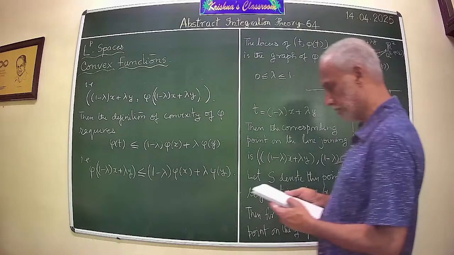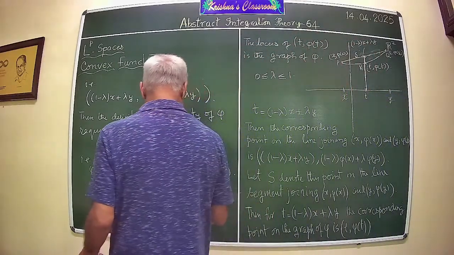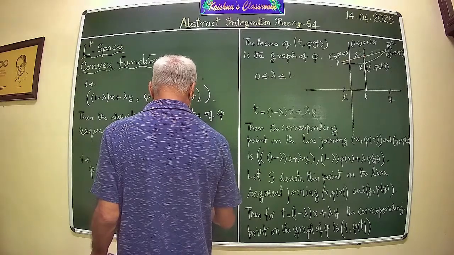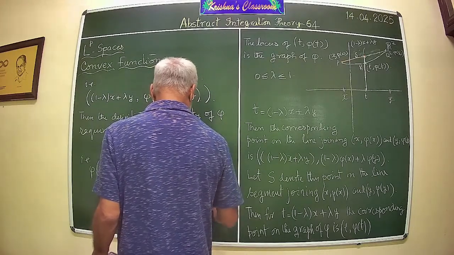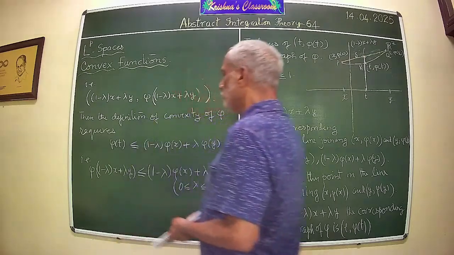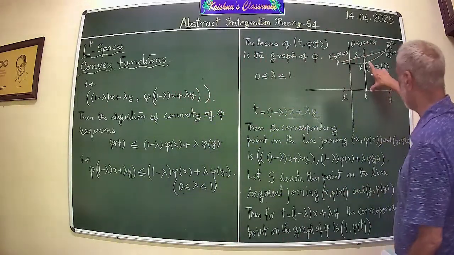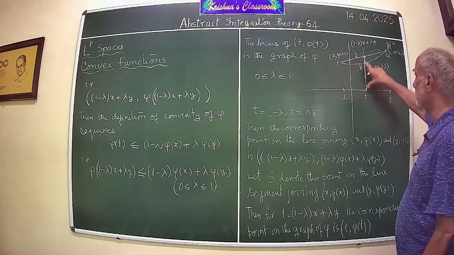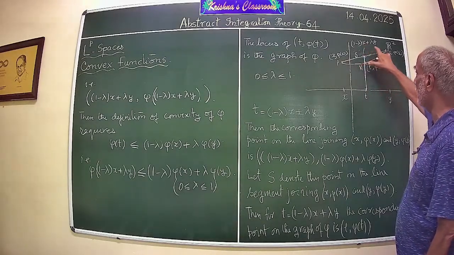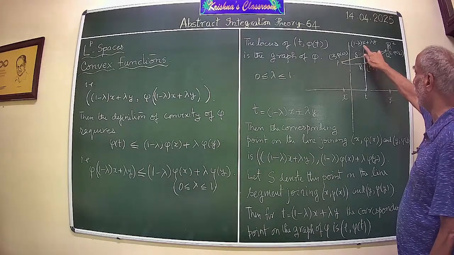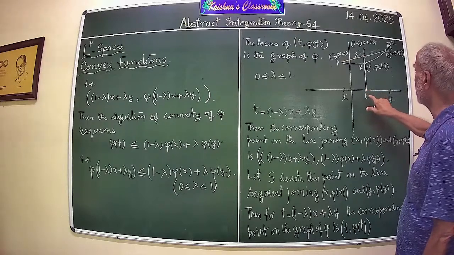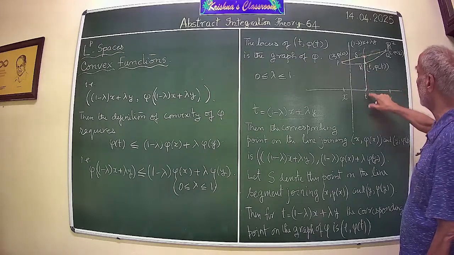So that is the definition. This is the meaning of convexity. That means this height is less than or equal to this height, which is actually 1 minus lambda phi x plus lambda phi y. So this point is 1 minus lambda x plus lambda y.